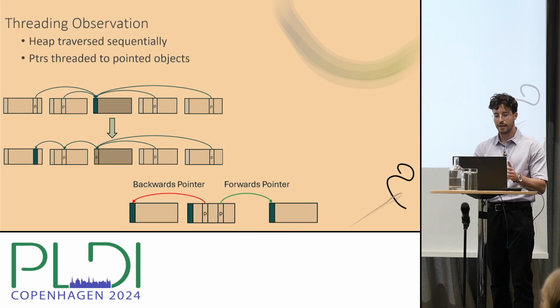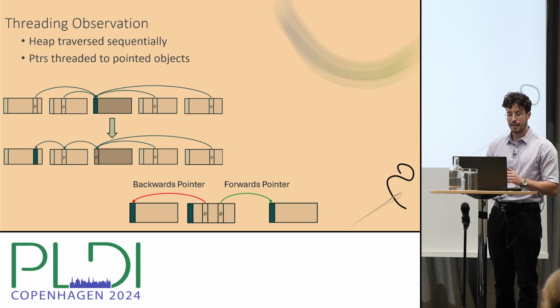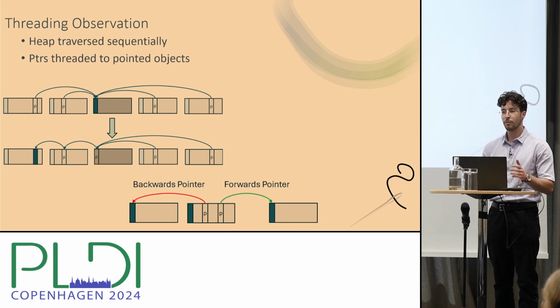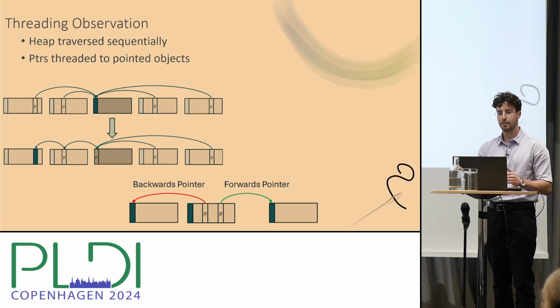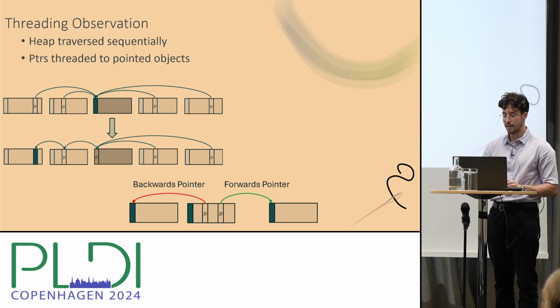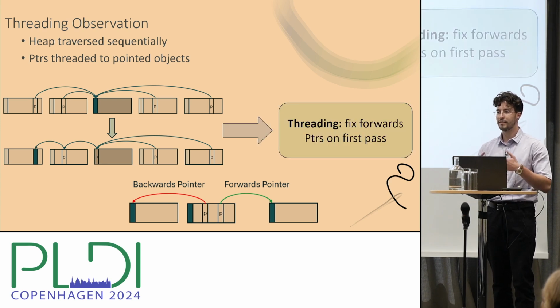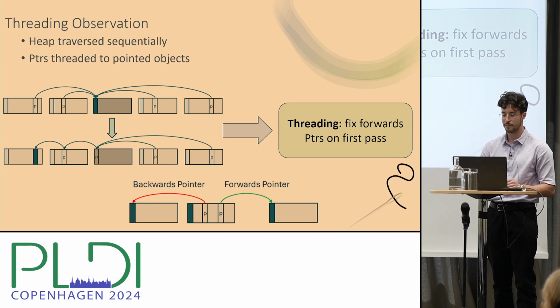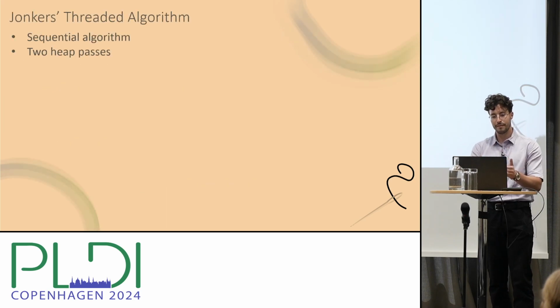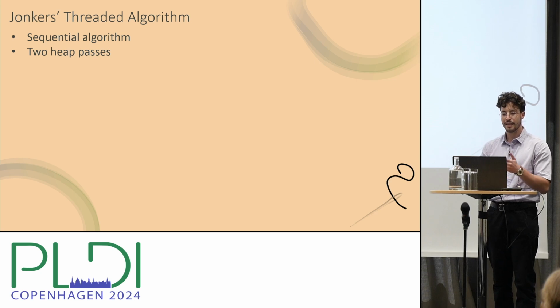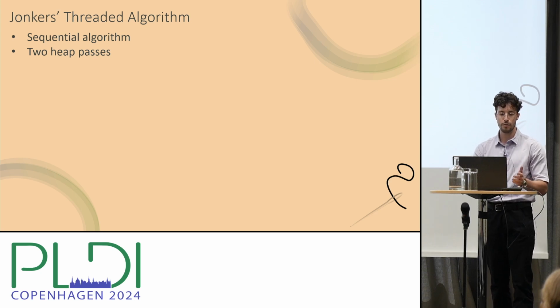So an observation that Jonkers makes is that when the heap is traversed sequentially, and whenever a pointer is reached, it is threaded to the object it points to, then when we reach an object, all forwards pointers to it have already been threaded, which means that we can use this threading mechanism to fix all forwards pointers during the first heap pass. This observation helps Jonkers create his algorithm that requires only 2 heap passes.